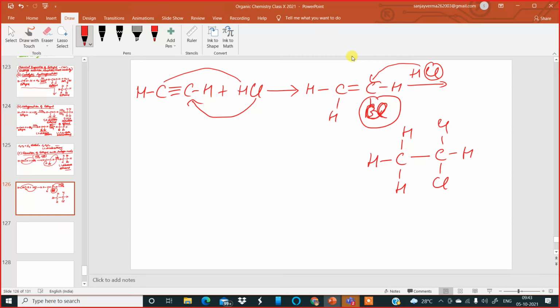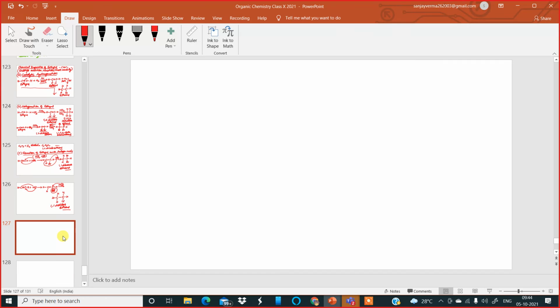So this compound is called 1,1-dichloroethane. So that is your third chemical property, addition reaction of halogen acids with ethyne. Okay. Now, moving further to the next chemical property of ethyne, number D. Number D is reaction of ethyne with ozone. Reaction.